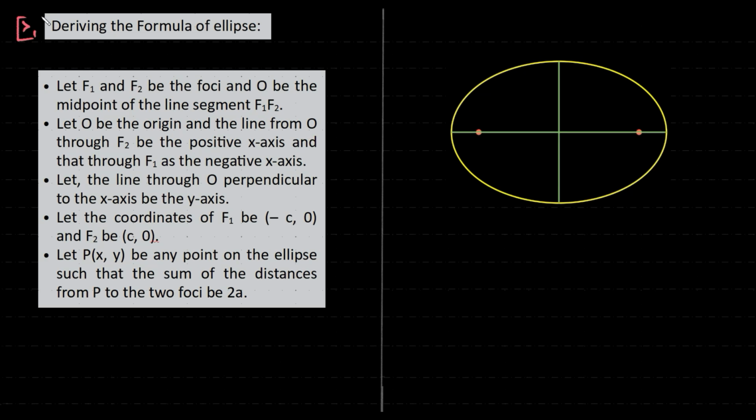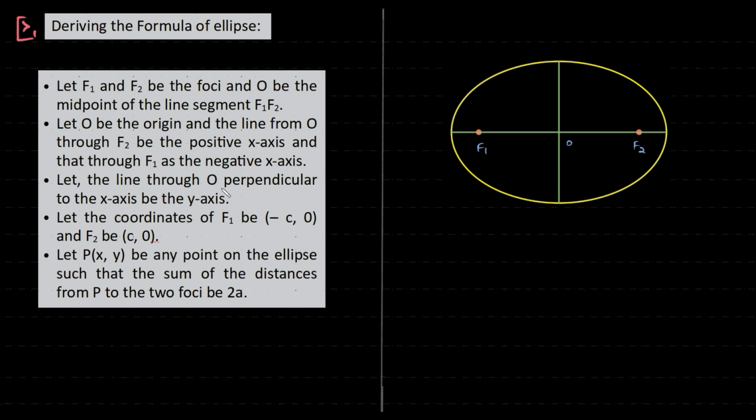Let F1 and F2 be the foci and O be the midpoint of the line segment F1F2. This is F1, this is F2, that's O. Let O be the origin, and the line from O through F2 be the positive x-axis and through F1 be the negative x-axis. So that's F1 and that's F2, correct.